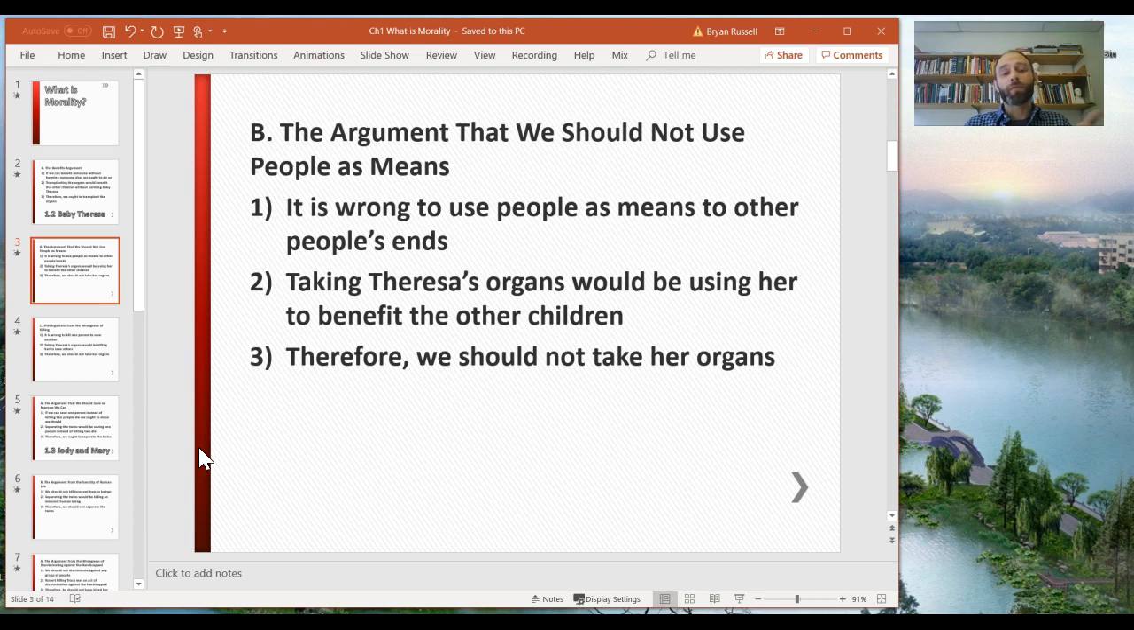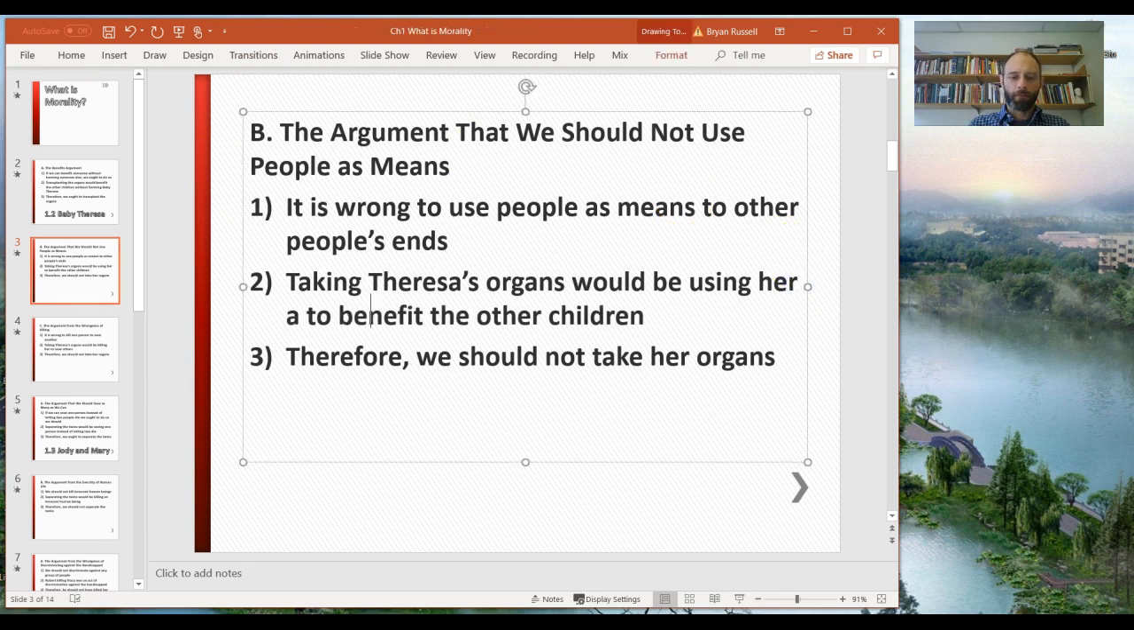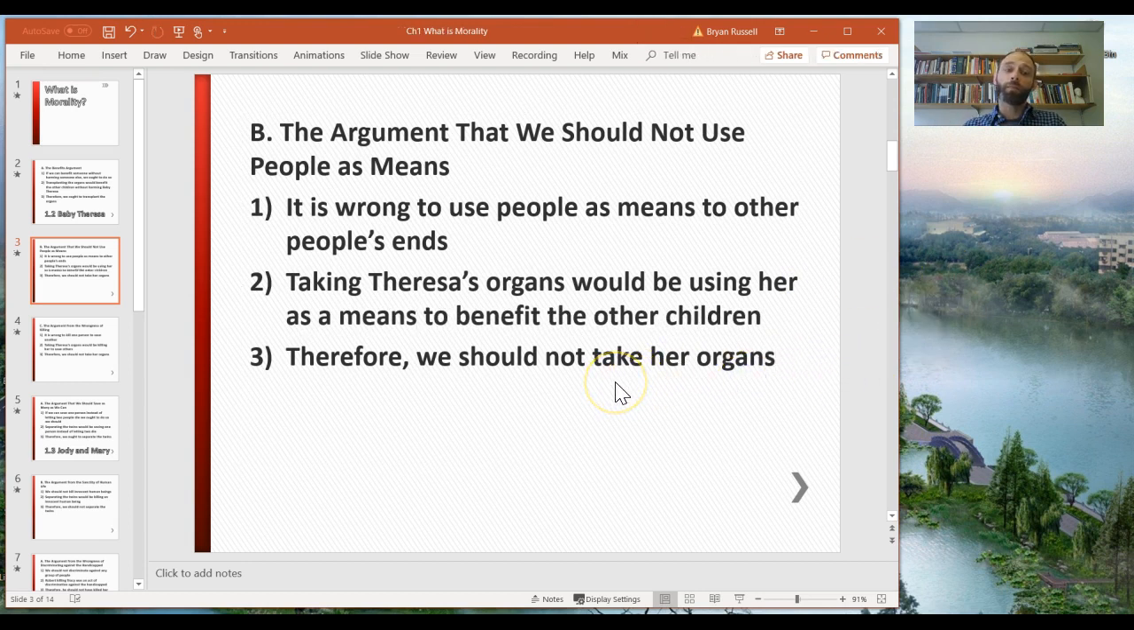That premise 2 is false, if more cleanly written, that it wouldn't be using her as a means to benefit the other children. In fact, maybe I'll make that change in our PowerPoint here. So yeah, this objection would be against the truth of premise 2. So it wouldn't be objectionably using her as a means.